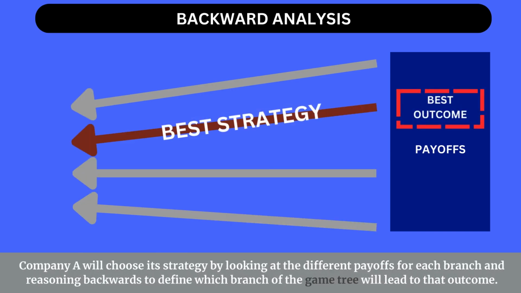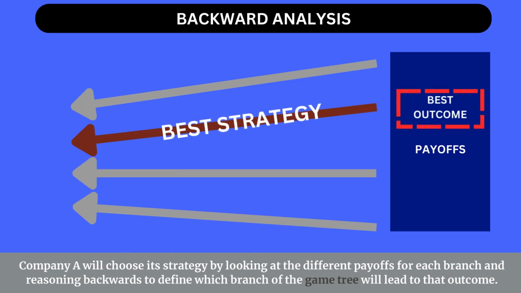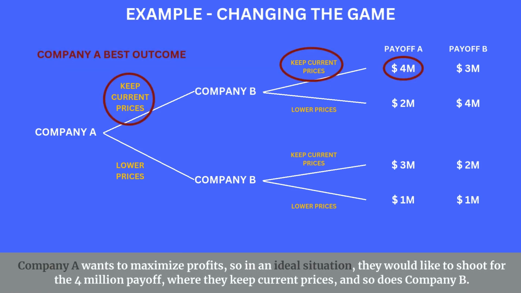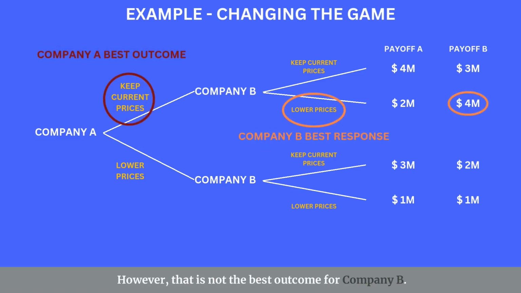Company A will choose its strategy by looking at the different payoffs for each branch and reasoning backwards to define which branch of the game tree will lead to that outcome. Company A wants to maximize profits, so in an ideal situation, they would like to shoot for the 4 million payoff, where they keep current prices, and so does Company B. However, that is not the best outcome for Company B.